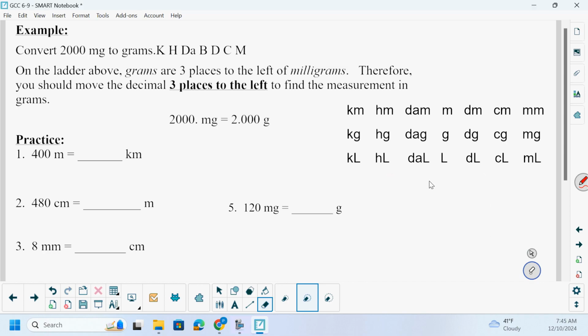Our first one, we are starting with meters, and we want to go to kilometers. So we're going to go jumping 1, 2, 3 to the left. A kilometer is a bigger unit of measure than a meter. So therefore, whatever your meters is, it should become a smaller number of kilometers.